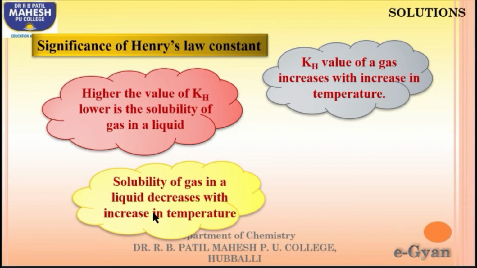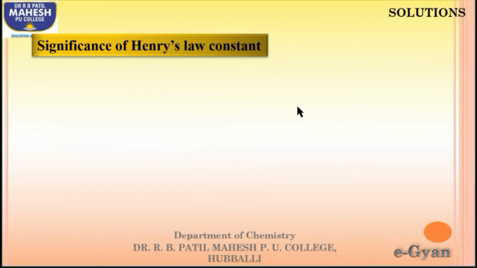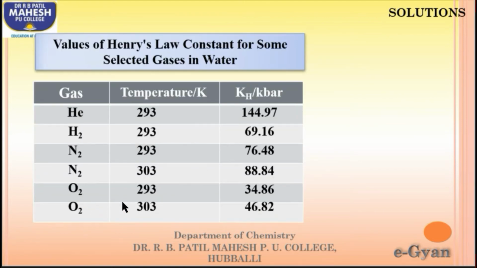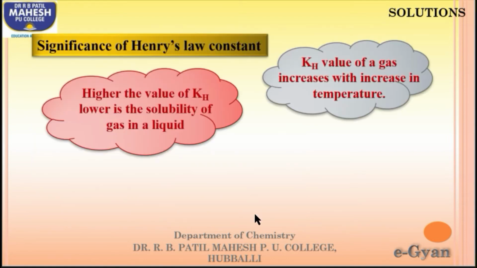Let us move to the last slide once again. Whether it is correct or not, we can check it. Kh value of gas increases with increase in temperature. Is it correct? See, I will compare only oxygen and nitrogen. Nitrogen at 293 is 76, at 303 it is 88. So when the temperature is increased, Kh value is also increased. For oxygen at 293 it was 34, whereas for 303 it is 46. Again, when the temperature increased, Kh value increased. Kh value of a gas increases with increase in temperature.